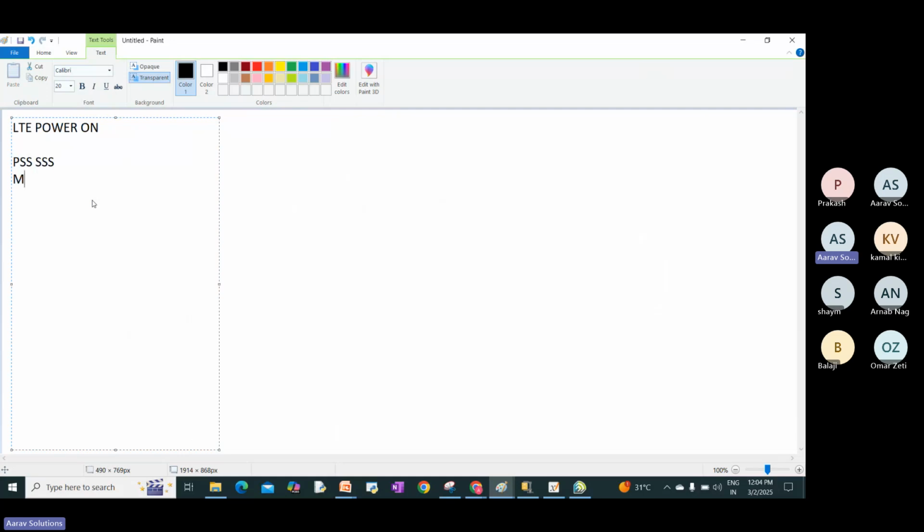Then we have suppose MIB. Then we have suppose SIB. I'm not writing the complete process, so don't worry, I'm just writing a few of the things. Then REG, or we call that PREG.